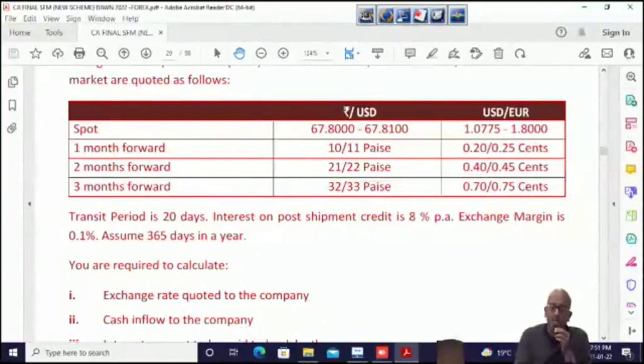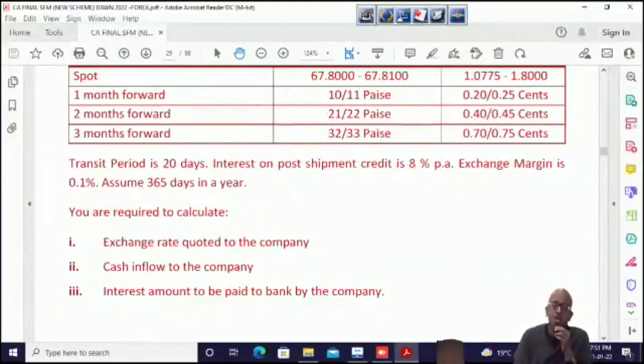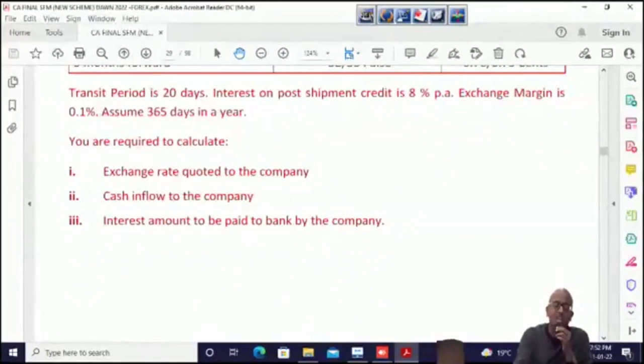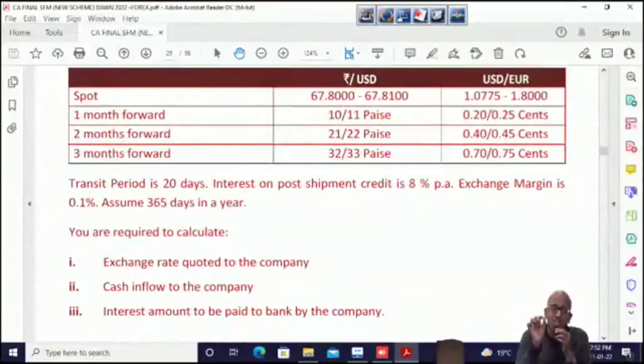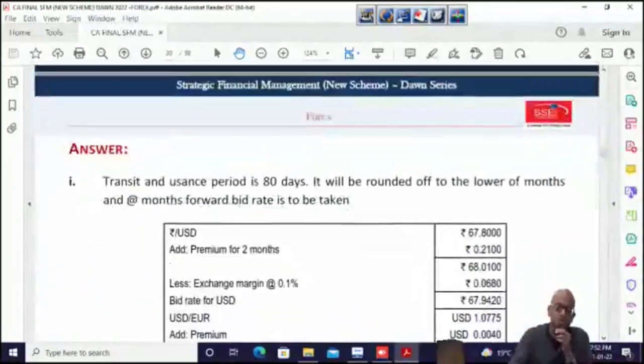Okay, so they're asking us: interest on post shipment rate is 8%. That's a different thing. They will charge interest on the loan provided today. Exchange margin 0.1%. Assume 365 days in a year. Find out the exchange rate quoted to the company. So the exchange rate shall be the 60-day rate, the lower rounding of rate, which is bid minus the margin. Let's look at the solution.